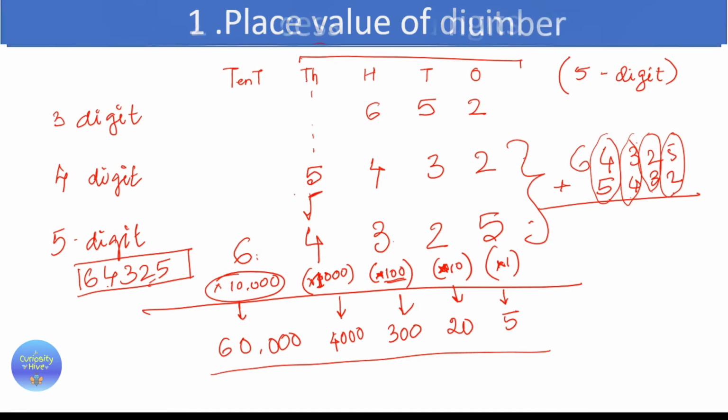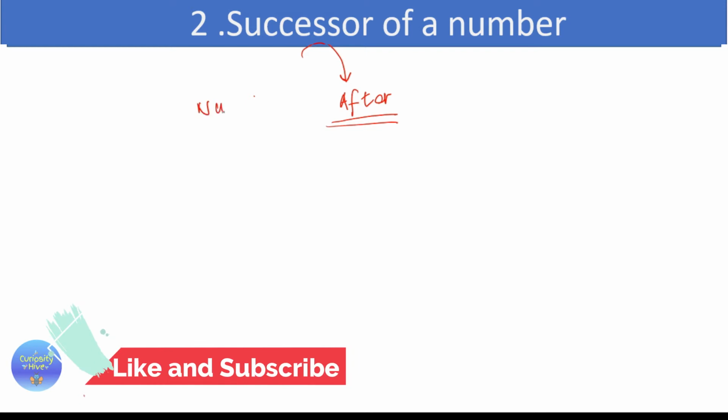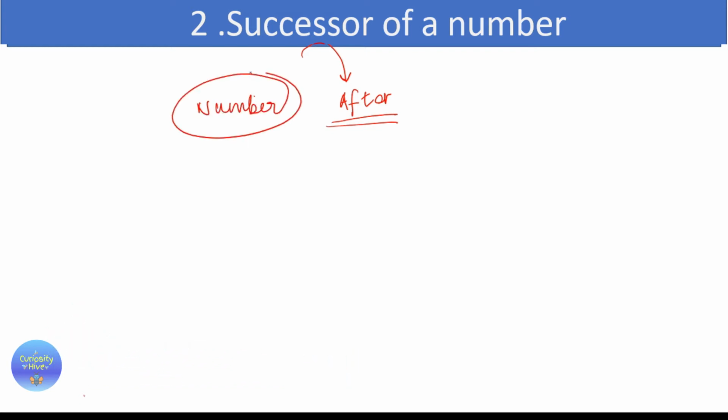Now let's go to our next concept, which is successor of a number. Now we'll know what is a successor of a number. Successor is something that comes after an object or a number. So successor of a number is something that comes after the number itself. For example, successor of 6. What is successor of 6? What comes after 6? If we add unit 1 to it, it is 7. So 7 is the successor of 6.